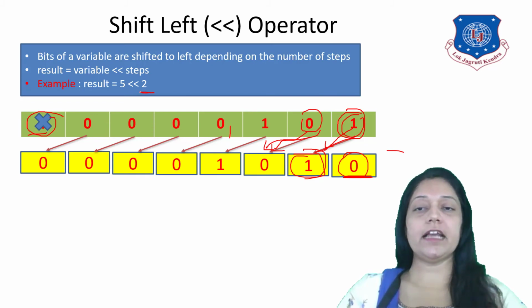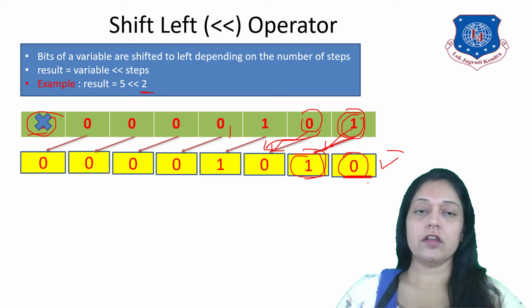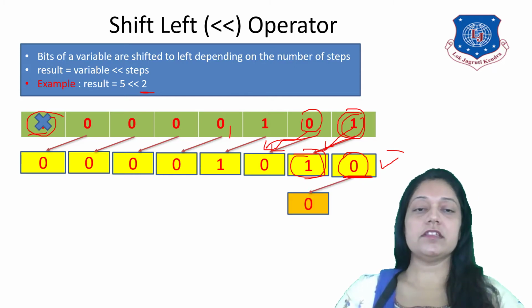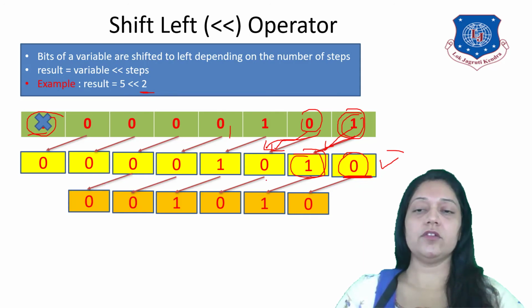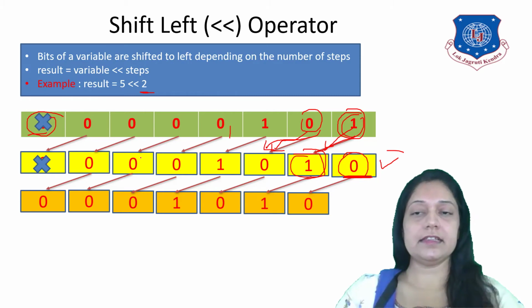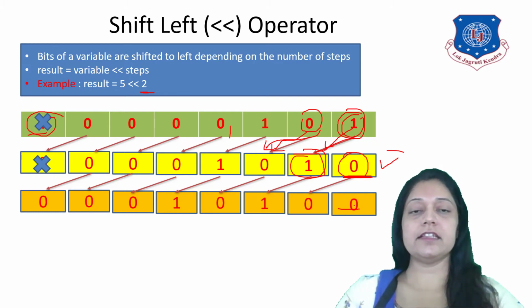We have to do it how many times? 2 times. So we'll take this result and shift it once more. So shift all the bits again once more on the left hand side. So now this 0 comes to the second position, then 1 comes to the third position, 0, 1, 0, 0, 0. And this last 0 bit is discarded or deleted. And at the first position here, we place 0 by default. So all the bits are shifted.